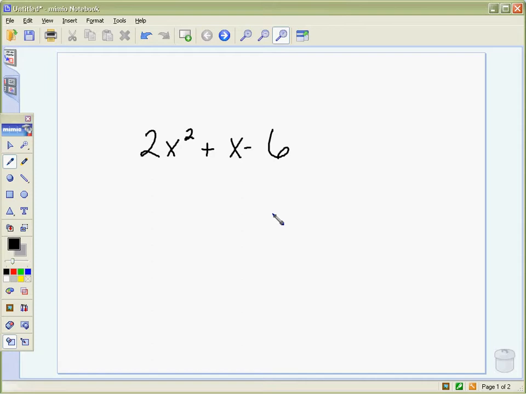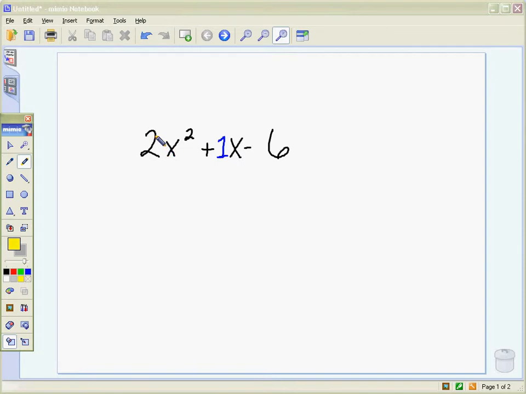Let's talk about factoring when we don't have a 1 in front of the x squared, or the variable that you're using squared. So we have a 2 in front of the x squared, so we can't simply do like before and just find two numbers that add to get to this understood 1, and that multiply to get to that negative 6. Since we don't have a 1 in front of this x squared, we have a 2, we can't do that. We're just going to add a few steps.